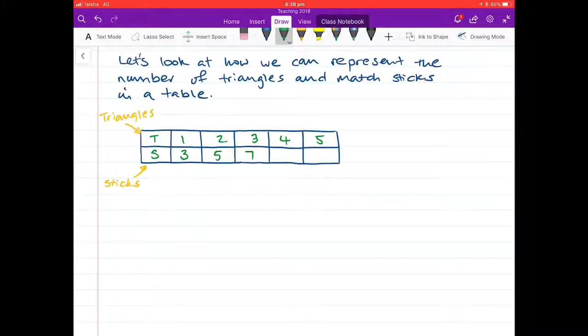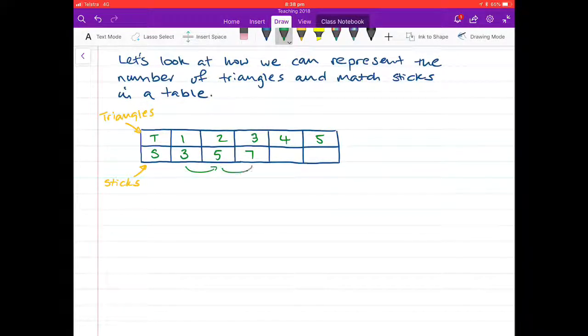Alright, now what we should start seeing, because this is a linear relationship, which means that it increases at a constant rate, is we should start to notice that there is a pattern forming across here. From 3 to 5, we're adding 2 sticks. From 5 to 7, we're adding 2 sticks. And what do you suppose will be this next value for 4 triangles? We've got 9 matchsticks, and we add 2 each time. And when we do that again, all of a sudden in the 5th segment of that pattern, we now have 11 matchsticks being used.